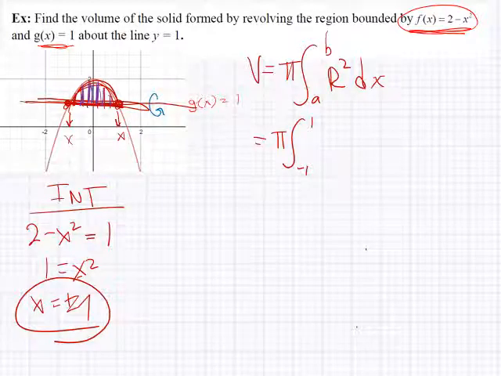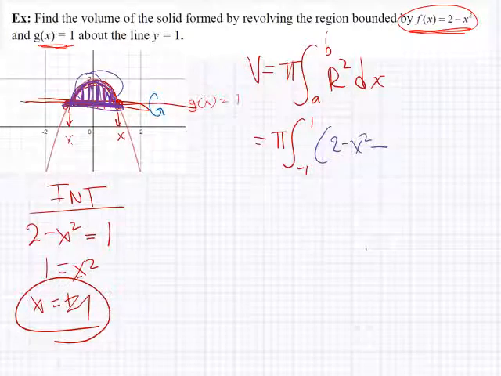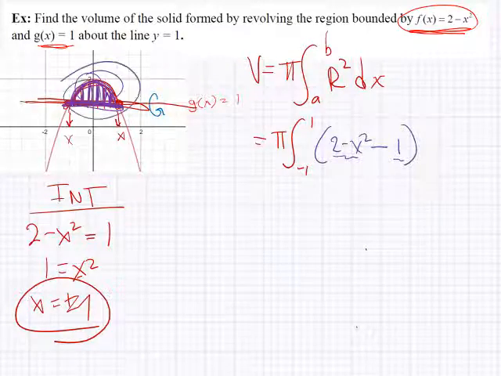Now we think about the height of these rectangles. The top of the rectangle hits the curve. The bottom of the rectangle hits the line. And so if we do top minus bottom to get that height, it would be 2 minus x squared minus 1. This is f, this is g. F minus g would get us that distance.